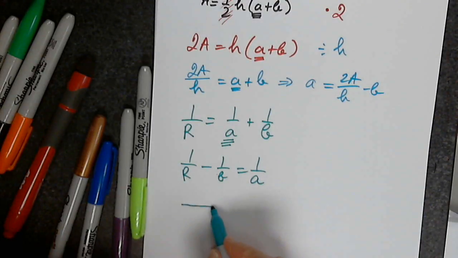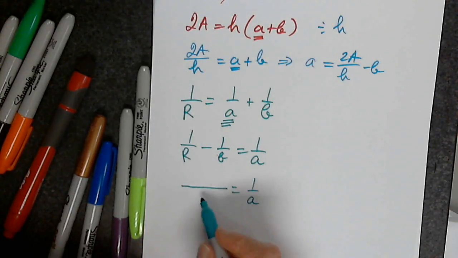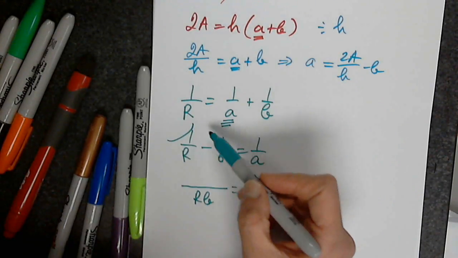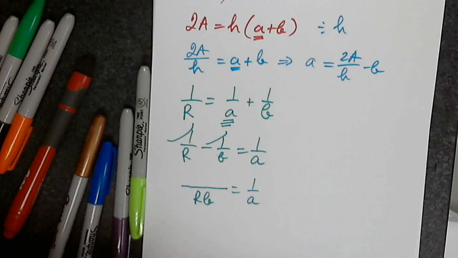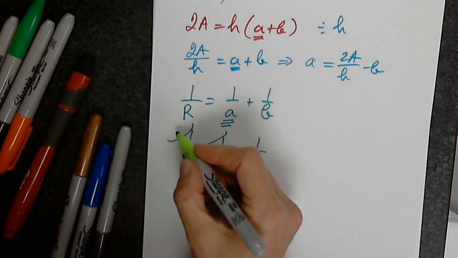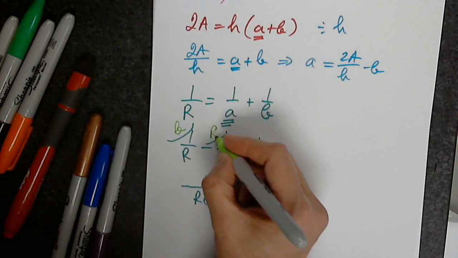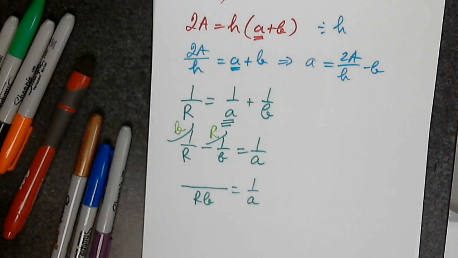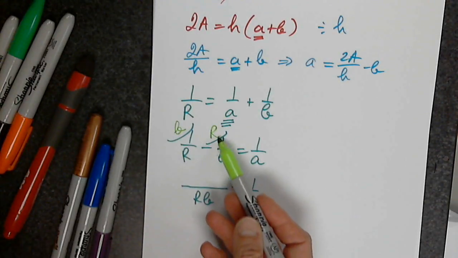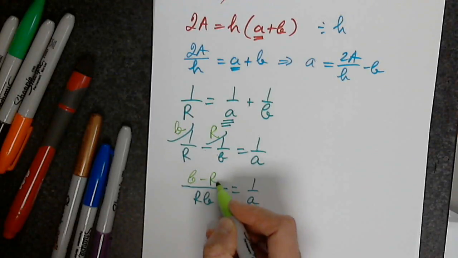On the left-hand side, I need the LCD. R, B. Very good. I need the adjustments for each portion. For the top of the first one, the adjustment will be B, exactly what it doesn't have. And for the other one will be R. Uppercase R. So then the numerator will be B minus R. Yeah, B minus R.